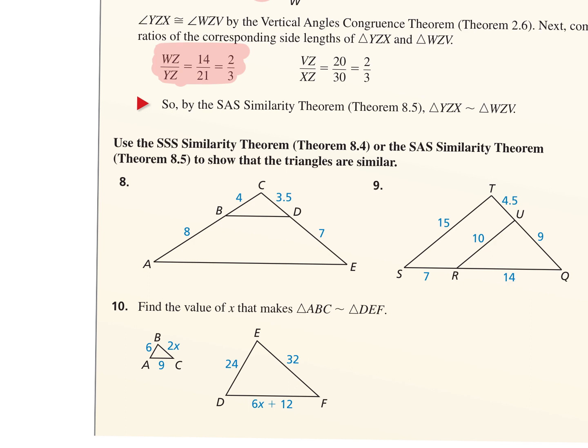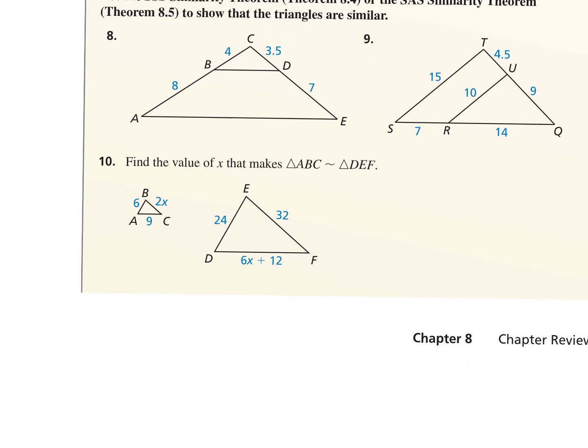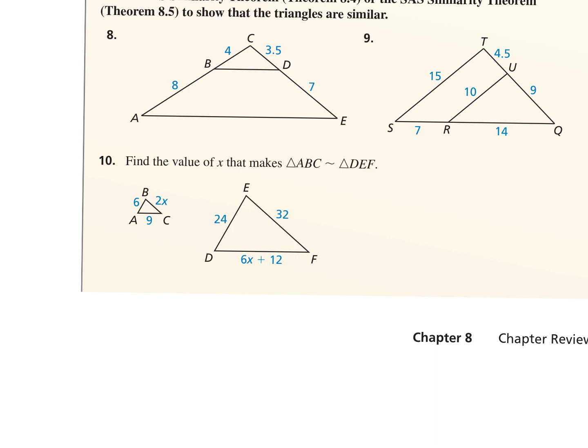Then they went back and they matched the 20 and the 30, and it also simplified 2 to 3. So because the included angle and the sides forming that angle are proportional, you can say that those two triangles were similar using side angle side. Now, for questions 8 and 9, again, we're going to try to use these. Again, on the test, it's not going to tell you use side, side, side, or side angle side. You just need to know which one of the three you can use.